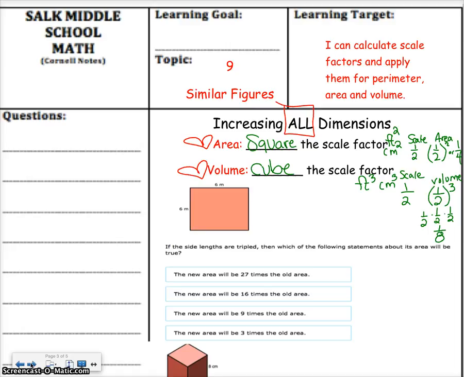You only square or cube it when you're changing all dimensions. And you only square or cube it when you're talking about area, because area is a square unit, or volume, because volume is a three-dimensional unit.